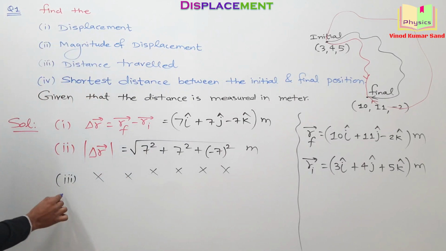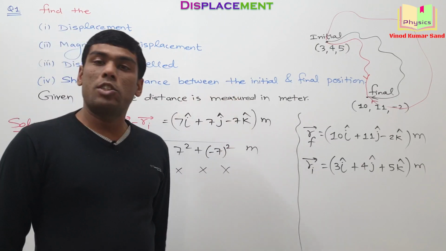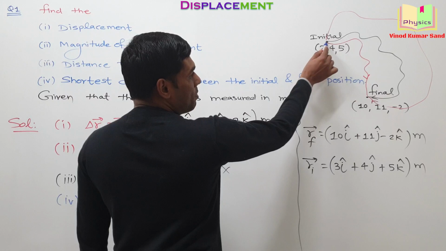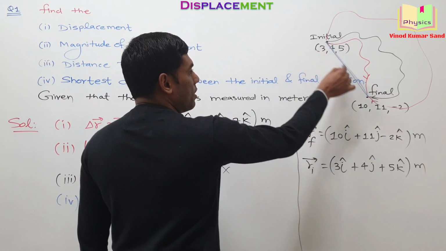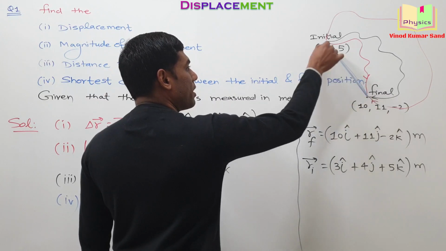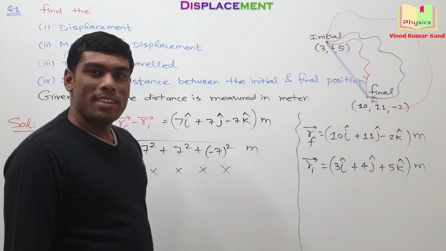Fourth part, shortest distance between the initial and final position. This we can answer. The shortest distance between the initial and final position will be the length of this straight line. Do you agree? And how much is the length of this straight line?